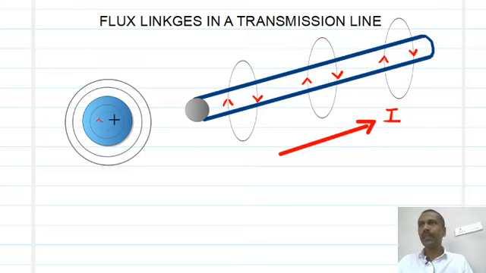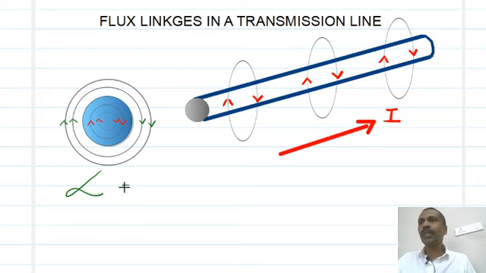These are the magnetic flux lines produced within the conductor, and these are the flux lines produced outside the current carrying conductor. So we have both internal flux and external flux in the conductor.